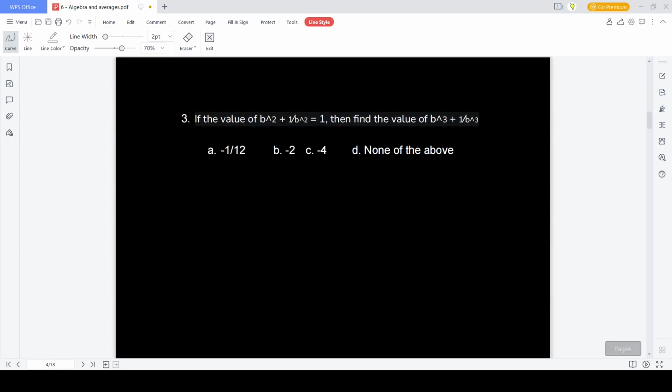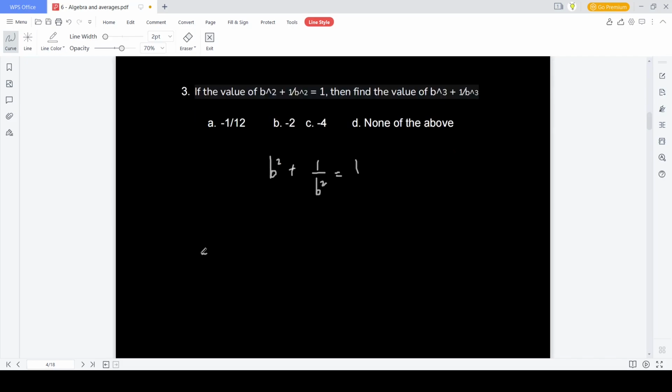Next question. If the value b square plus 1 by b square is equal to 1, find b cube plus 1 by b cube. See, b square plus 1 by b square is given as 1. By this, let's do one thing. Let's write the formula b plus 1 by b the whole square. This is nothing but b square, the first term squared, plus 2 into the first term into the second term, that comes as b into 1 by b, which is 1, so only 2 remains, plus 1 by b square.